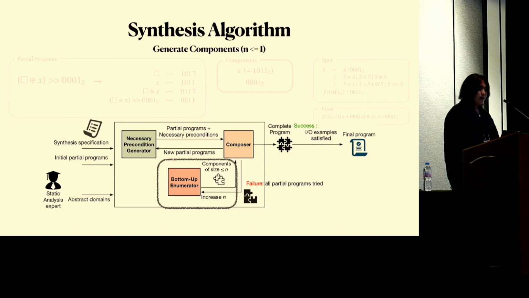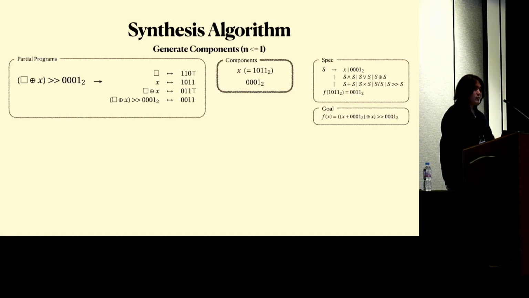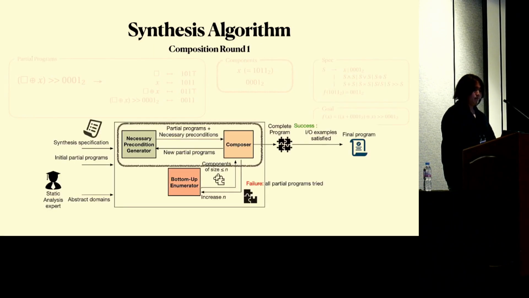For the next step, we run the bottom-up enumerator to generate a set of components which will be candidates to fill the holes in the partial program. Initially, we generate components of size 1, resulting in constant literals or variables. In this case, we have only two components, x and 1. Now we have a set of feasible partial programs and prepared components, so we move to the composition phase.